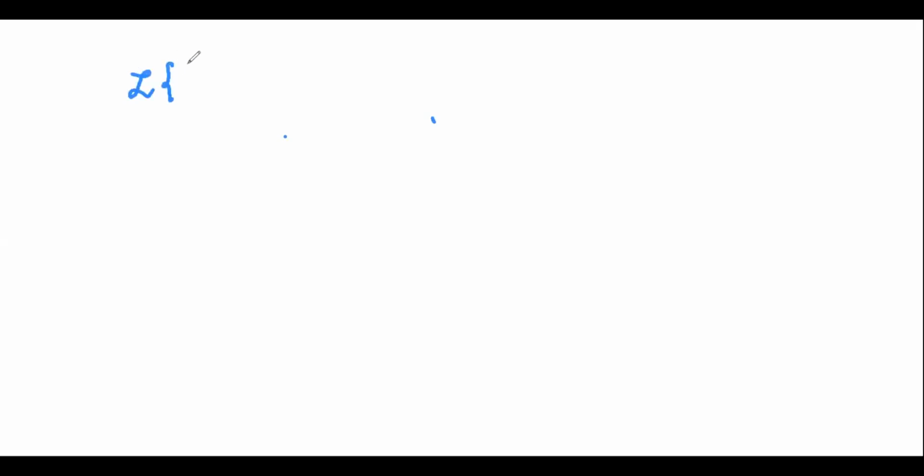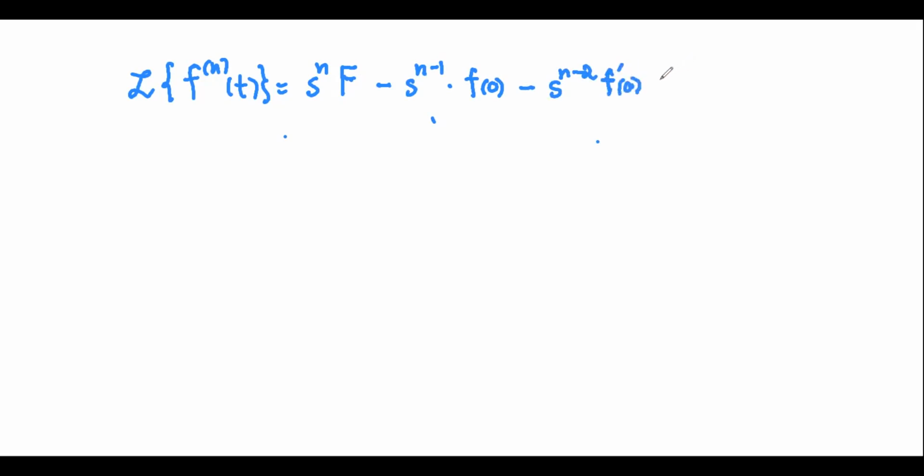The Laplace transform of the nth derivative of the function f of t is s to the power n multiplied by the Laplace transform, the capital F, which is the function of s, minus s to the n minus 1 multiplied by the initial condition f at 0, minus s to the n minus 2 multiplied by the initial condition f prime at 0, and keep going.